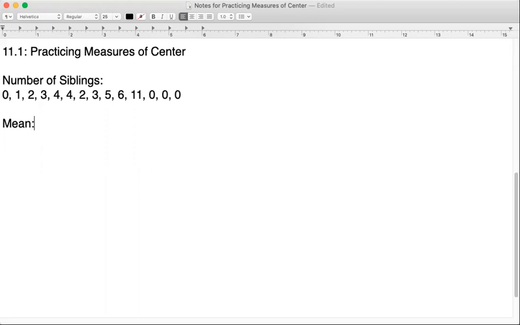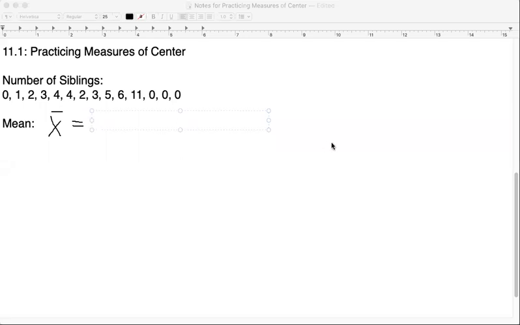Our mean is the arithmetic average. Our mean is also known as the X bar. So let's go ahead and figure that one out. Our X bar is equal to adding up all the numbers together and then dividing by the number of terms we have. So it's going to be 0 plus 1 plus 2 plus 3 plus 4 plus 4 plus 2 plus 3 plus 5 plus 6 plus 11 plus 0 plus 0 plus 0.